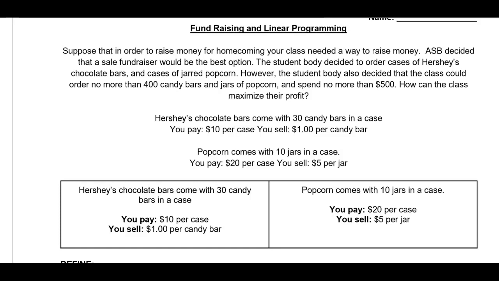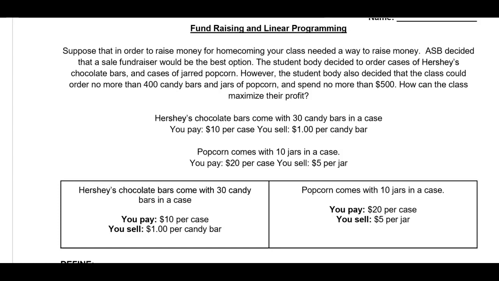So you order a case and it comes with 30 candy bars in the case. You pay $10 and you sell it for $1 per candy bar. Okay? And then the popcorn comes with 10 jars in a case. You pay $20 for the case and you sell them for $5 a jar. Is this okay with everybody? All right, and then that little chart just kind of summarizes what we just said. And now we're going to try and figure out what to do.